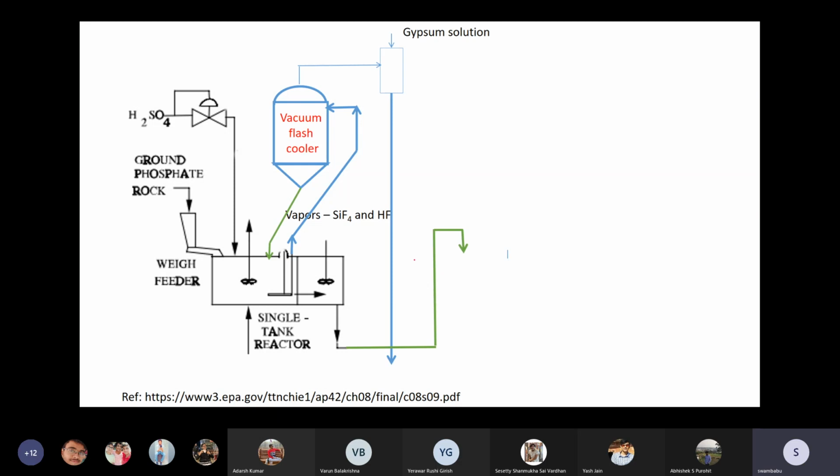So two things are coming out: phosphoric acid and gypsum. Gypsum is solid and phosphoric acid is liquid. So we need to separate the solids from the liquid.